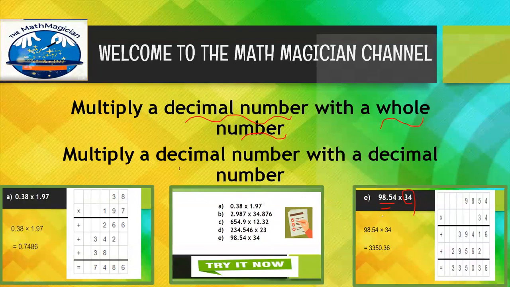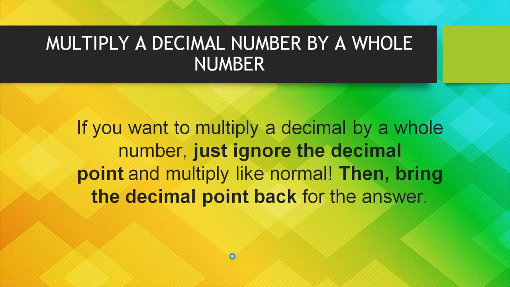On the other hand, we can multiply a decimal number, meaning one having a point in it, 0.38, with a decimal number 1.97. Both the numbers have a decimal part. So let's try it and see how we can do it. Let's make a start.